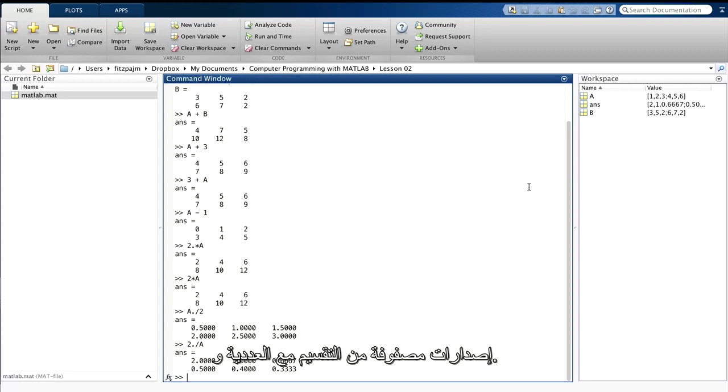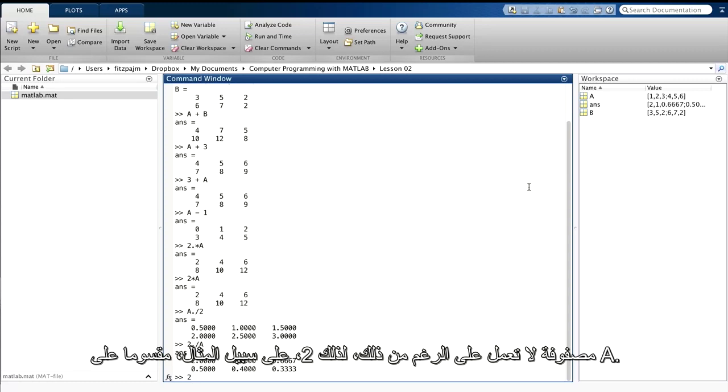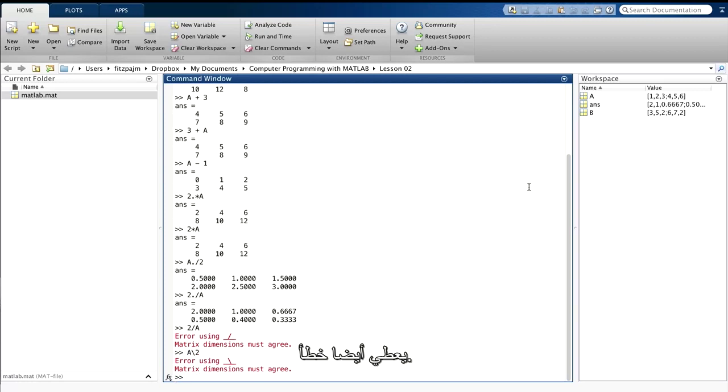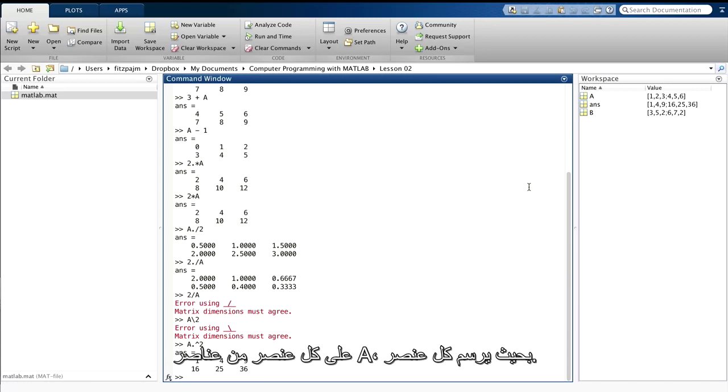The matrix versions of division with a scalar and a matrix don't work though. So 2, say, divided by A. MATLAB doesn't like that. And A under 2 also gives an error. Finally, the array version of exponentiation works as you might expect it to. A dot caret 2 applies that exponent 2 to each element of A, so it squares each element.